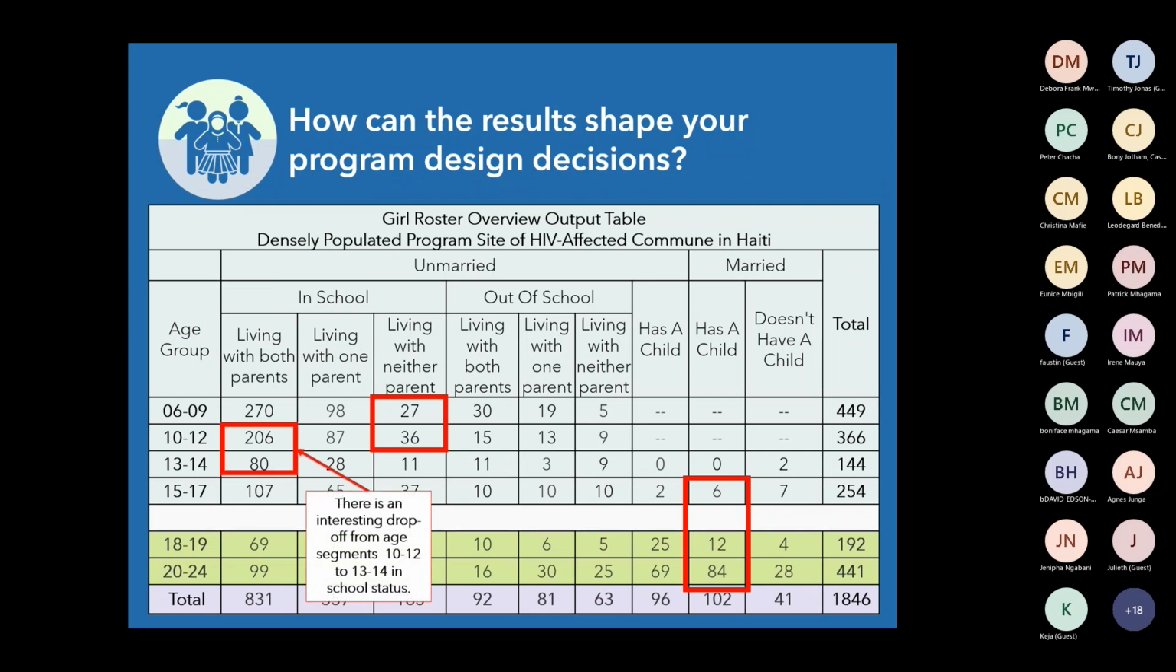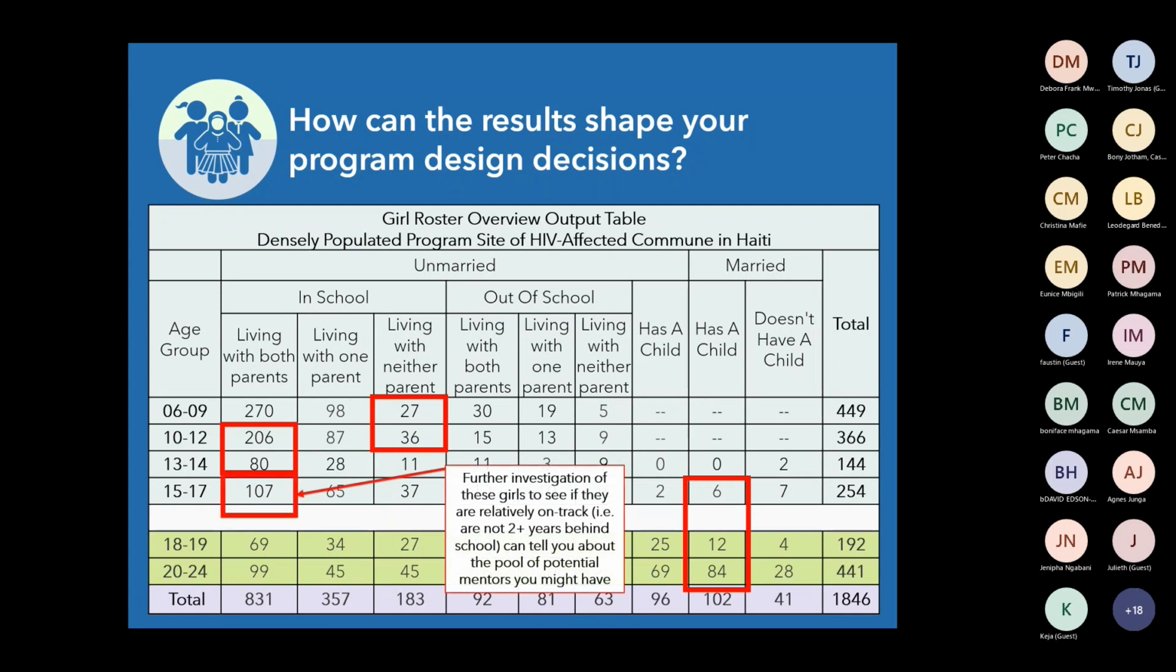Okay, thank you. Yeah. So we noticed there's 206 girls 10 to 12 living with both parents and in school, and suddenly that drops to 80, which means that it's possible this drop off is because there's a change in schooling status. So that's worth interrogating and worth finding out more about. Okay. And then lastly, further investigation into these girls. We have 15 to 17-year-olds, 107 of them who are living with both parents, they're in school, they're unmarried. If they're not behind in school, so they're in school and they're also not behind, that can tell you that there's maybe a really good pool of potential mentors or peer educators in this group here. Okay.